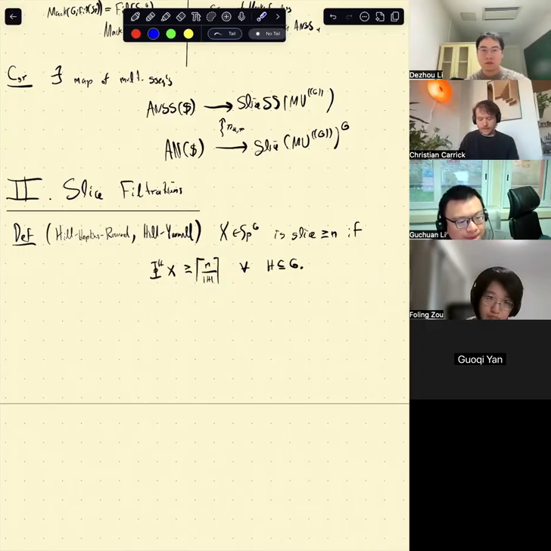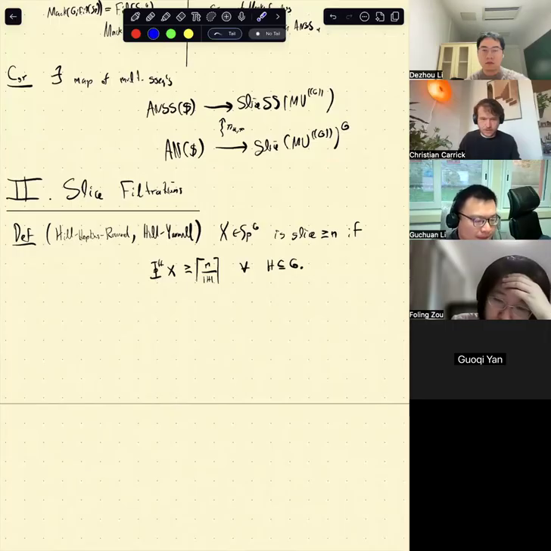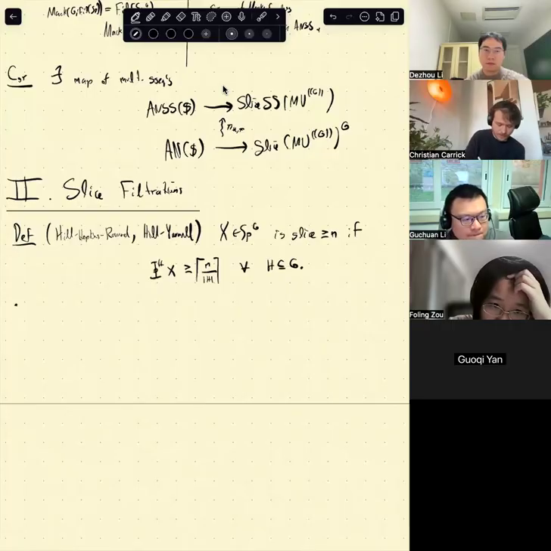Okay, and this definition tells you what slice n connective means for every n, and this defines a sequence of T structures on G spectra, which are nested in an appropriate way to give rise to the slice tower. And first I want to just generalize that idea slightly. So I will do the following.